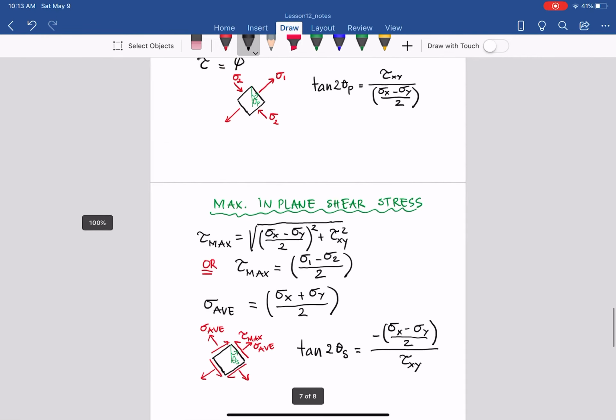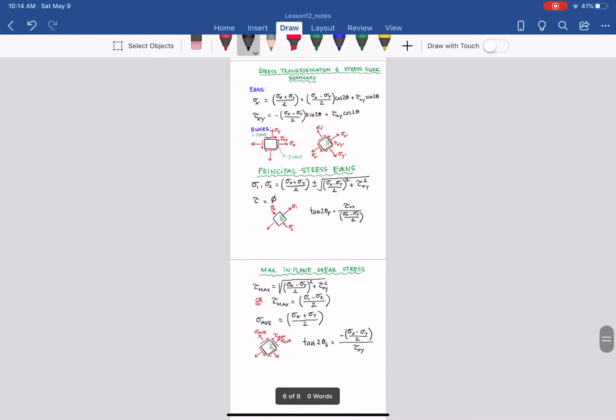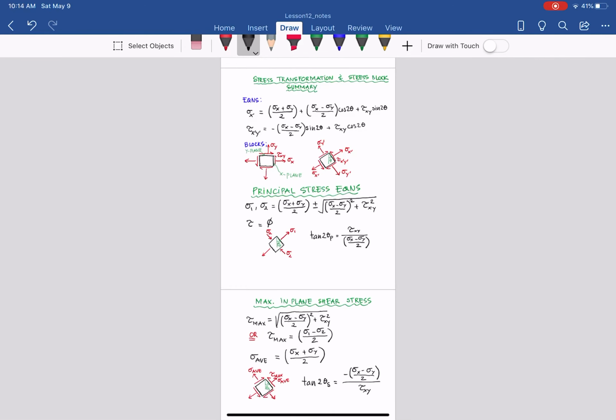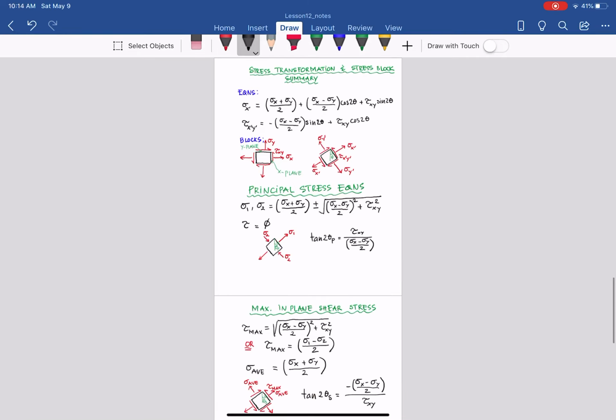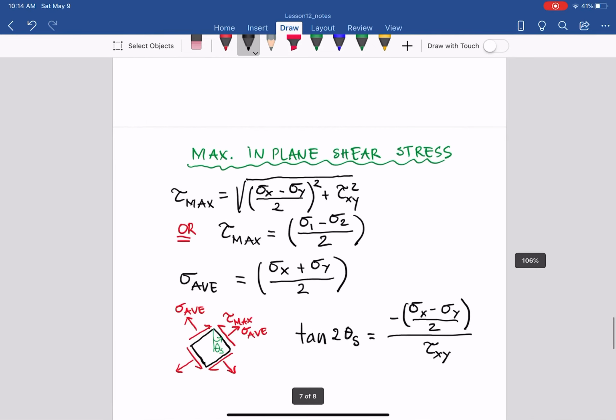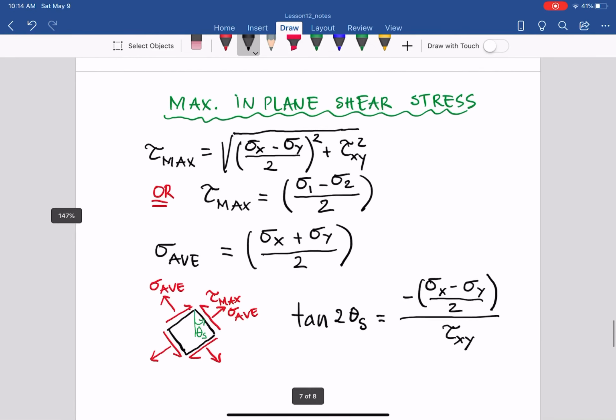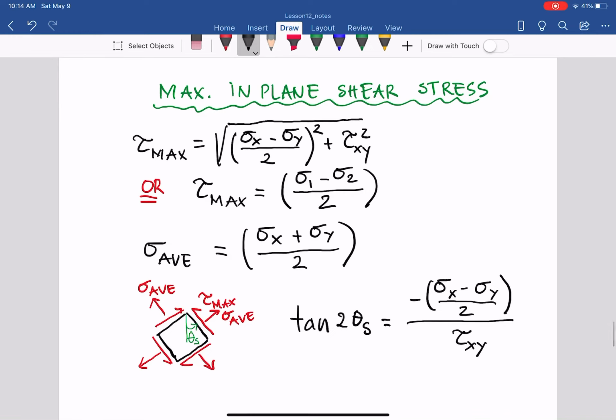So that is basically the summary of what we have so far in terms of stress transformation. You can see this class is very abstract, so focus on this part here. And then let's move on to the Mohr circle, where we use another method to solve a similar problem to what we solved with the equations just mentioned here.